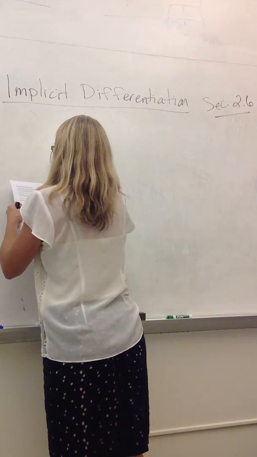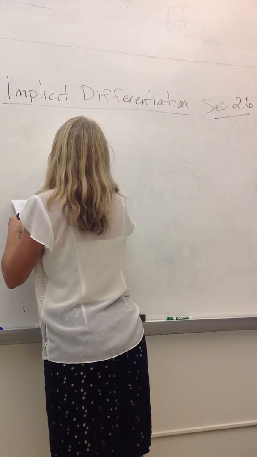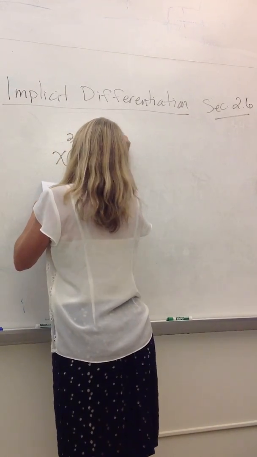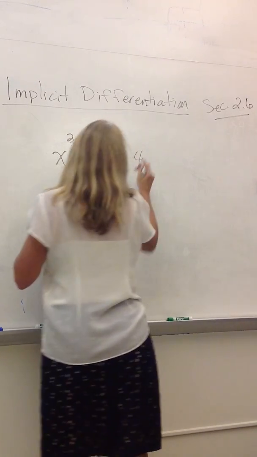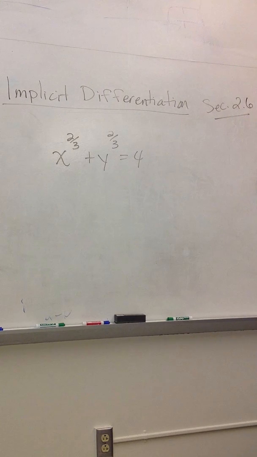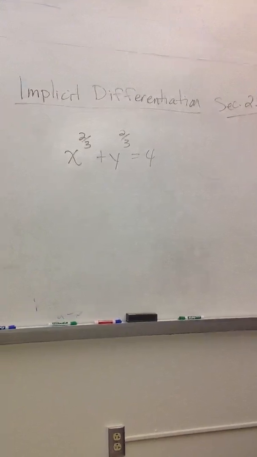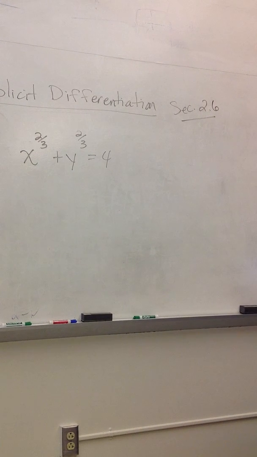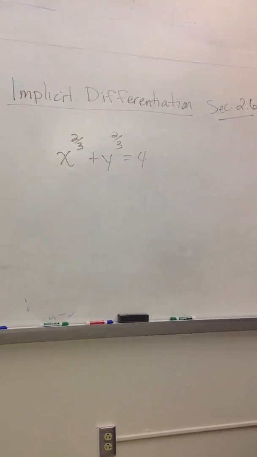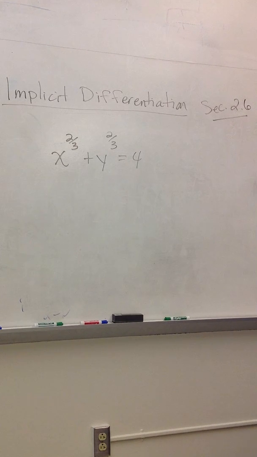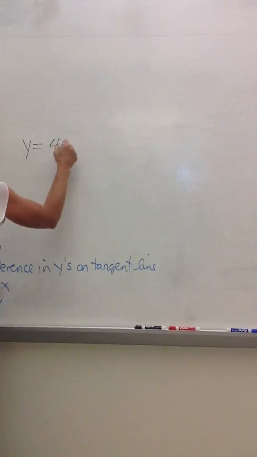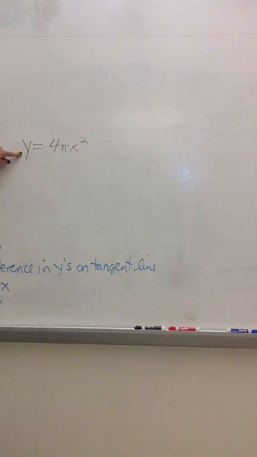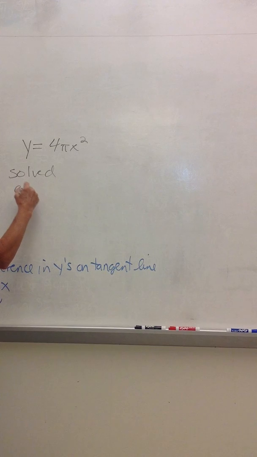If a function is expressed implicitly, it means that there's not a dependent variable that is solved. So for example, up till now, every function or formula we have seen in our class has been an explicit function. So y equals 4 pi x squared. Okay, it's solved explicitly for y.